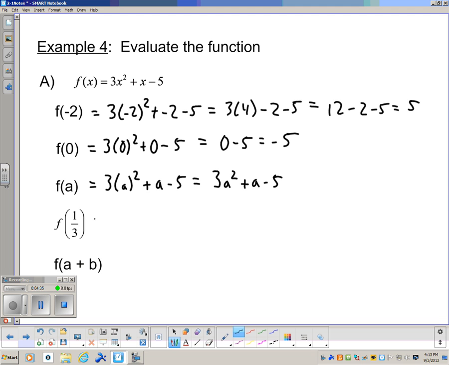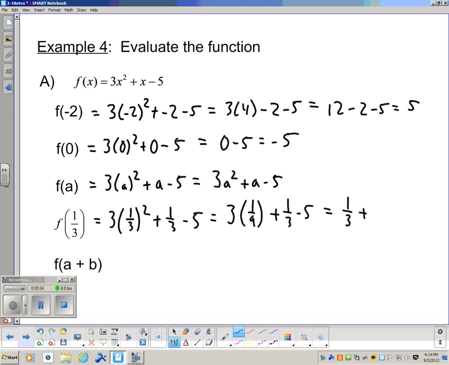So then we got a nice little fraction here. We got 3 times 1/3 squared plus 1/3 minus 5. And again, if you've got your calculator, this would be a good place to use that. Otherwise, you got to do your order of operations here. 1/3 times 1/3 there is 1/9. Got to do the square there first. Then I gotta do my multiplication, so 3 times 1/9 there is gonna tell me that's 1/3, plus 1/3 minus 5.